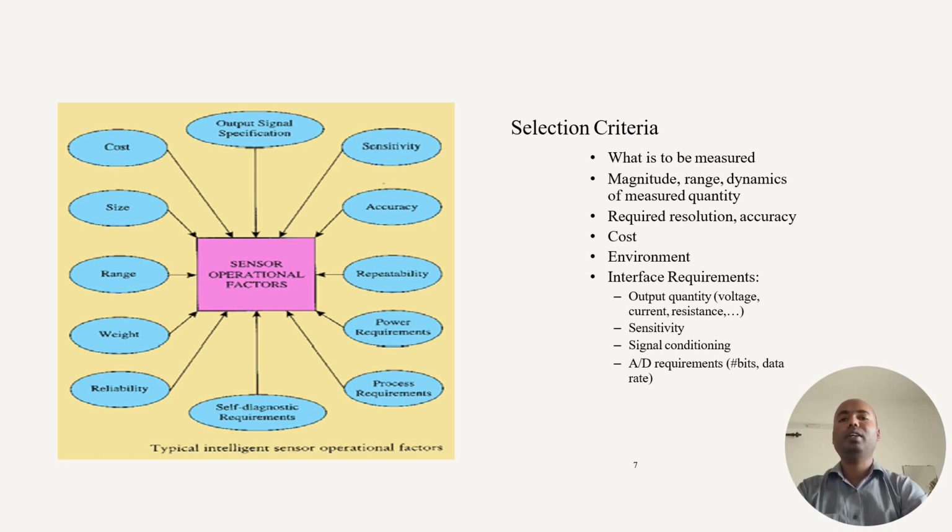Then repeatability of the particular measurements. A very good example for repeatability is a wheel speed sensor. It produces repeatable signals. Even if it is at constant speed, how repeatable the signals it produces.